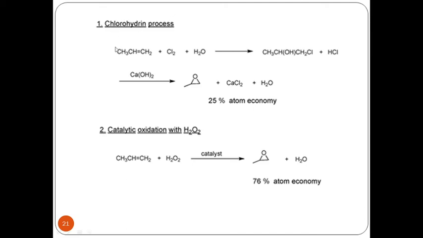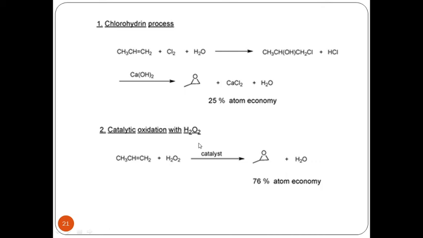Let us come back again to the chlorohydrin process. We just saw this process in terms of atom economy. Now let us try to understand it in terms of selectivity also. Propene, when it reacts with chlorine and water, gives me the 1-chloro-2-hydroxy propane system plus HCl. This reacts with calcium hydroxide to give me the oxirane system and calcium chloride plus water. This gave an atom economy of just 25%. This also means that Cl2 and water are not highly selective reagents to attack the propene system to give my final desired product.